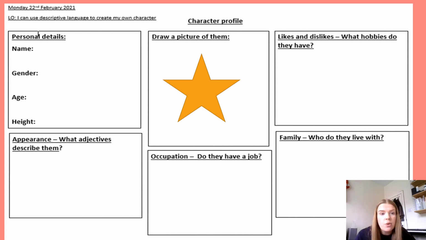And make sure that you have filled in the personal details box, okay? So give your character a name. Tell me how old they are, okay? Tell me their height. Tell me how tall they are or small they are. And tell me if they are a girl or a boy. Okay, so now you can have the rest of the time then to finish off this sheet, and I want to see some of these on your portfolios, okay? I'm really looking forward to learning about your characters.